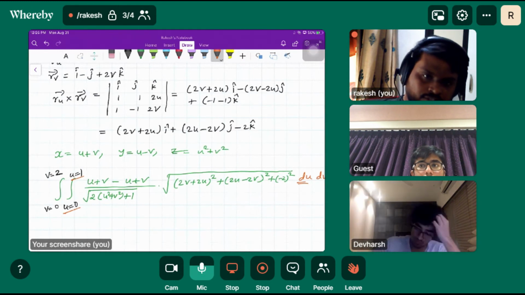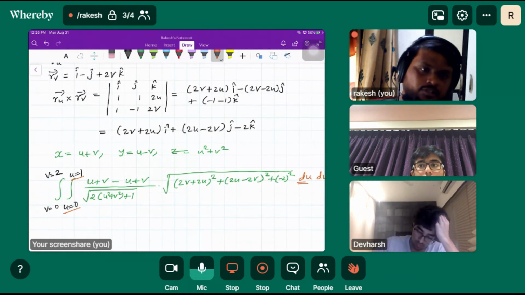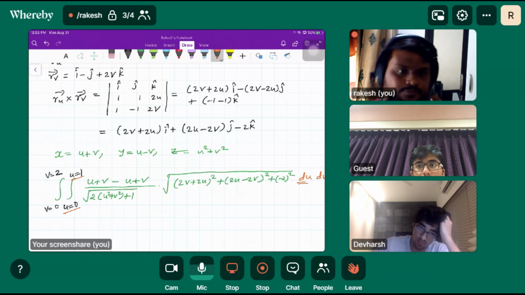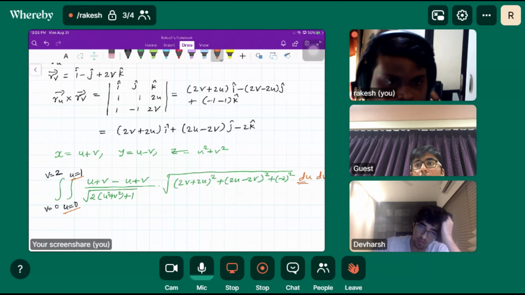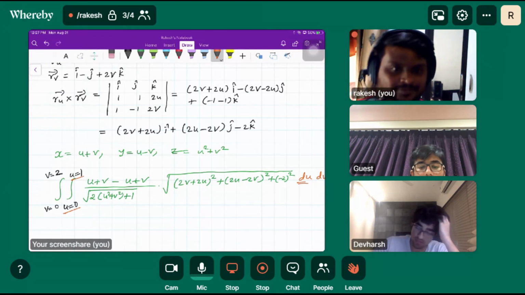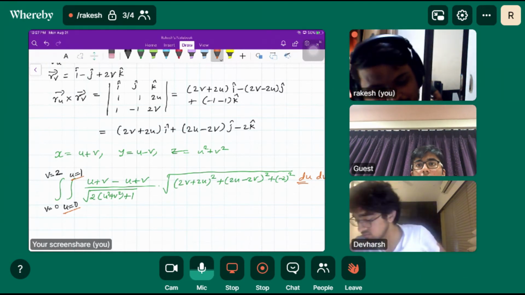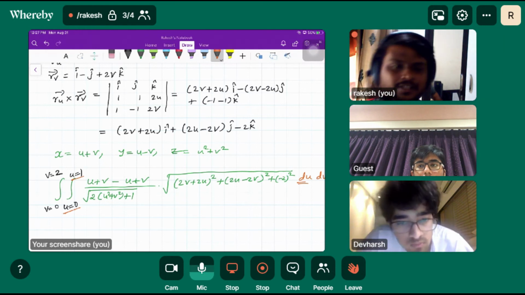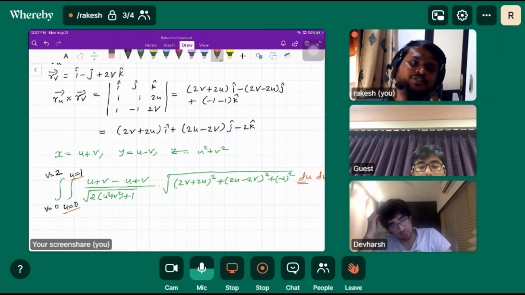Are we going to solve this integration? Not really. We just wanted to set this up. It's very complex. Maybe we can solve it, but we'll not try.